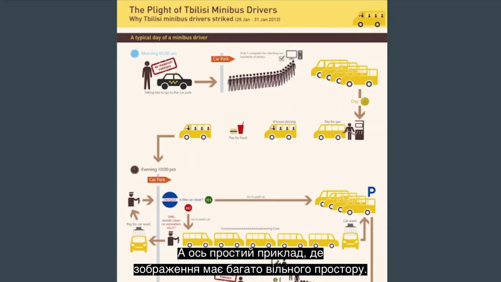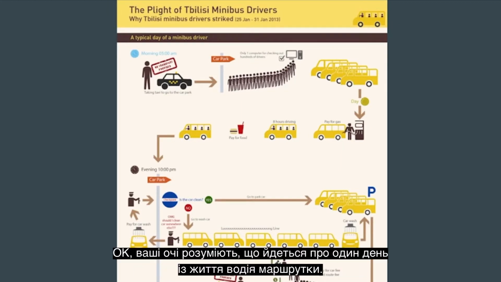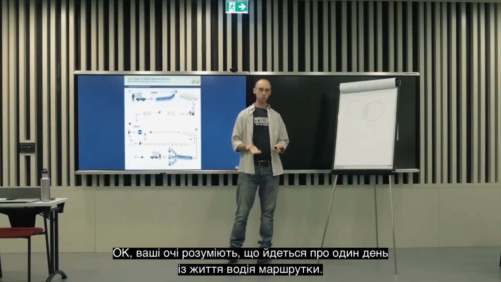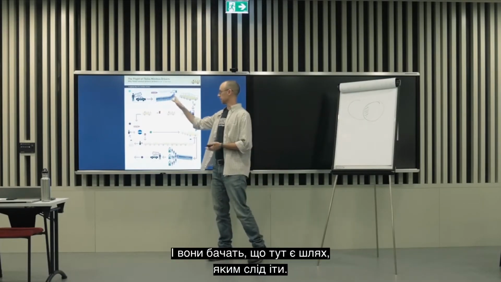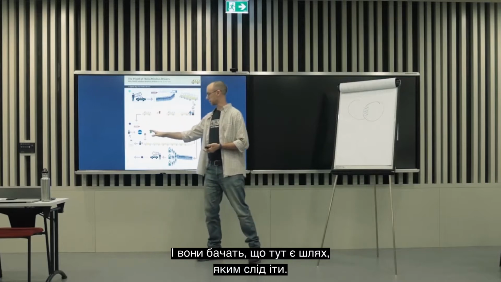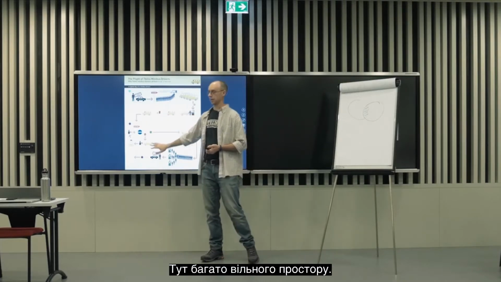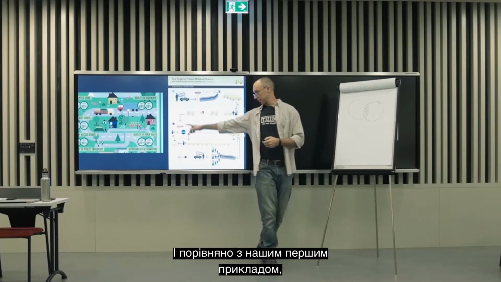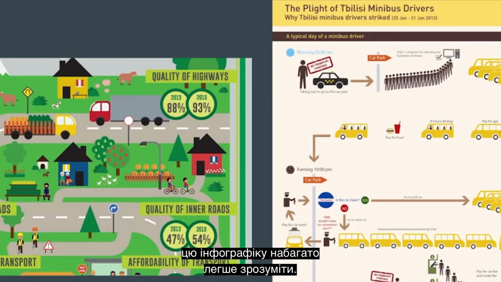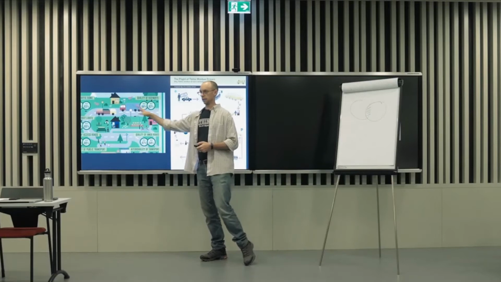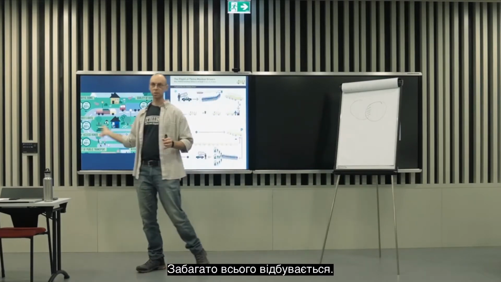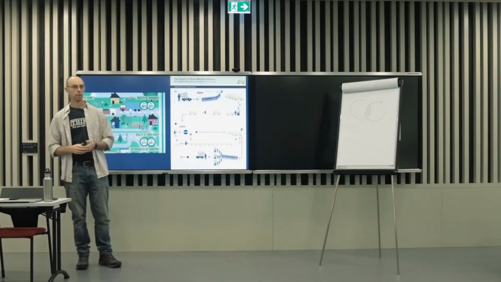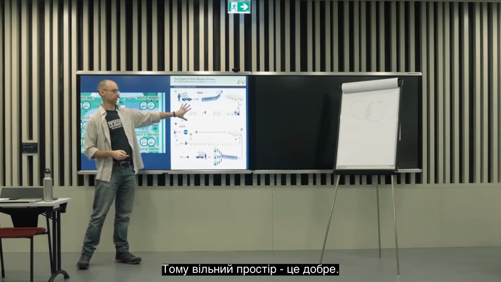Here is a simple one where there's lots of empty space, okay? Your eyes know it's about a day in the life of a Marshuka driver. And your eyes can see that there's a path to follow. There's lots of empty space. So if you compare it to that first example, this one is much easier to follow. There's like a path. You know where to go to see it. Here, it's just a mess. There's just so much going on, your eyes don't know where to go. So that's why empty space is a good thing.